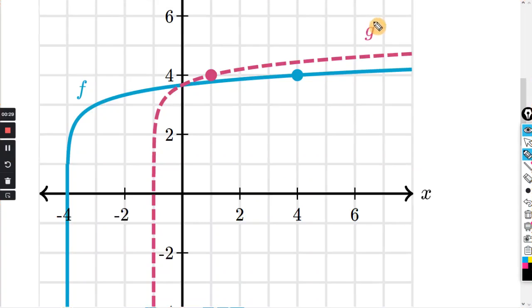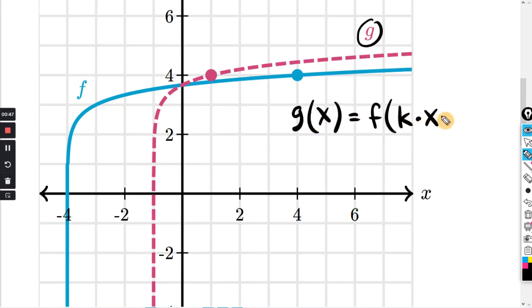Since g is the new function, and they said on the bottom, what's the equation of g? We want to know g of x equals f of k times x. We want to know what we did to the f function in order to get the g function. Now, if you look at these dots right here, both of them are at the same y coordinate of 4. So we don't need to worry about that y coordinate. But we can trace these down.